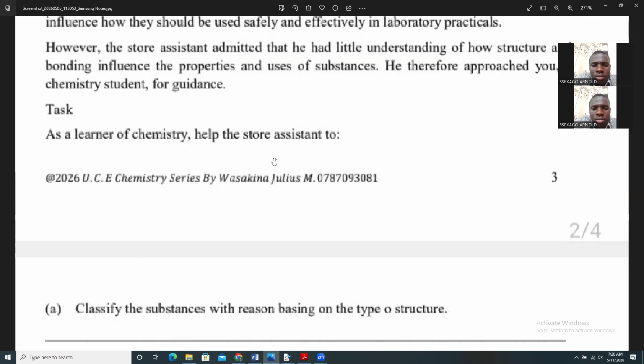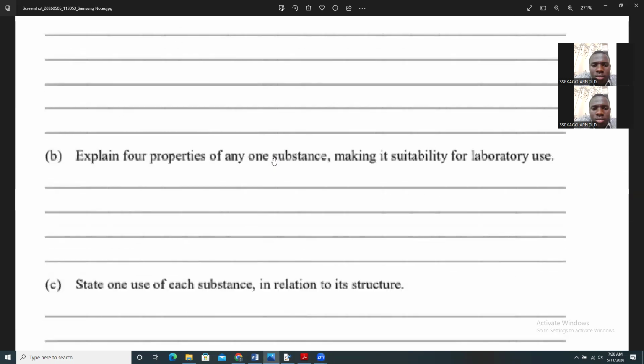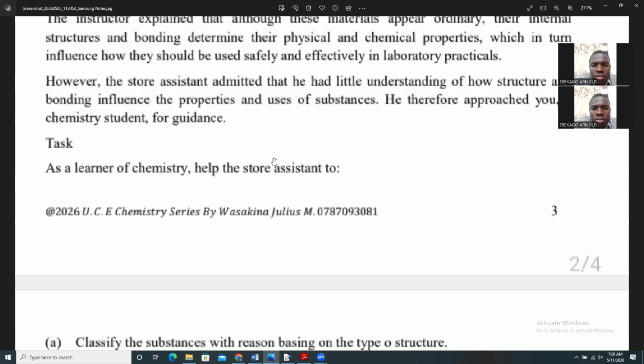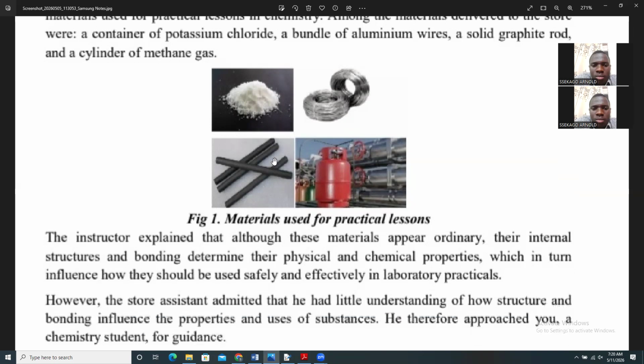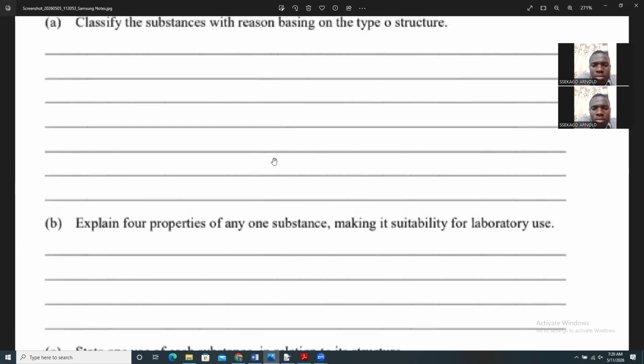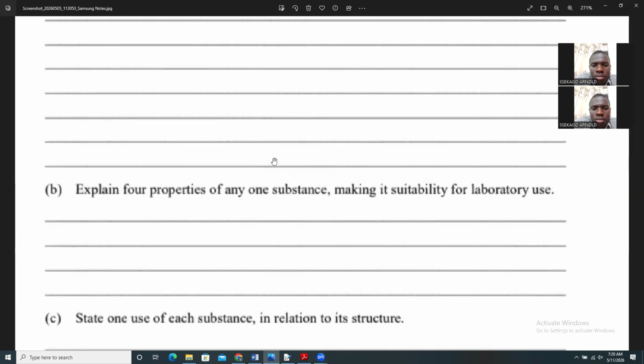Now for part B, the substances, I don't want to repeat them again: potassium chloride, aluminium wires, graphite rod, and methane gas. So part B, we explain. Now this is explain, don't state. This is not state.